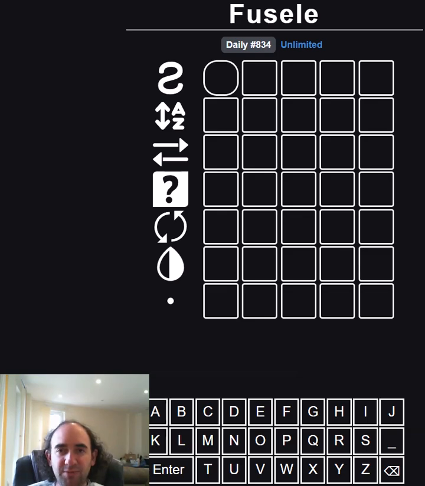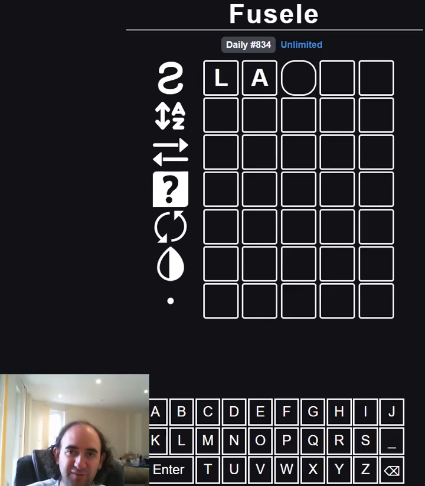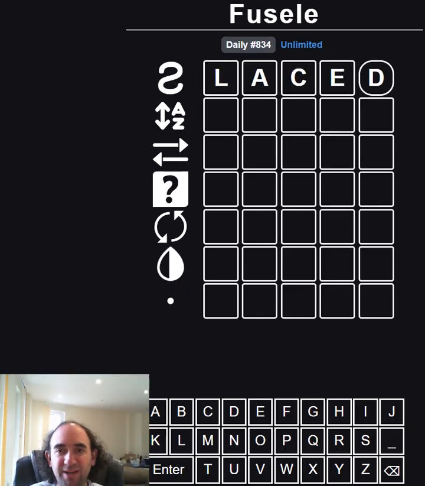Hello again, welcome to today's attempt of a Fusele puzzle. This is Wordle, but the rules change on every row. So for example, on the top row, my guess needs to be a word that is backwards. So I'm going to go for laced, spelling decal backwards.